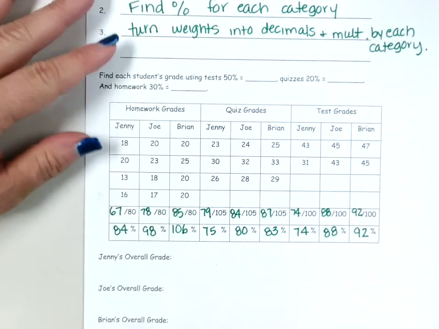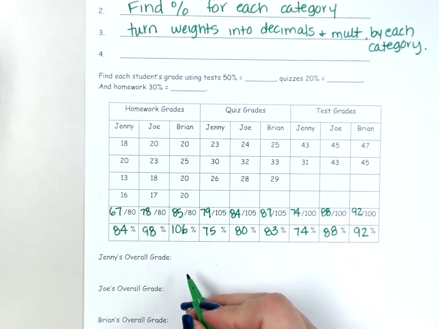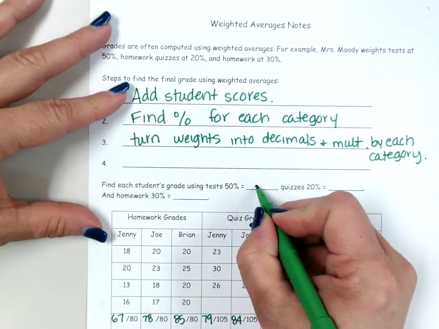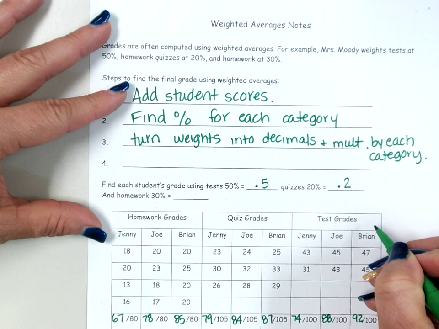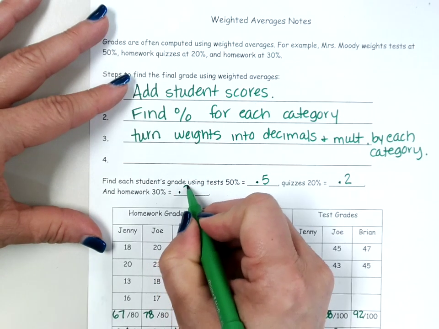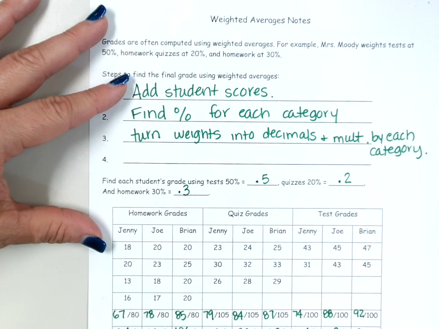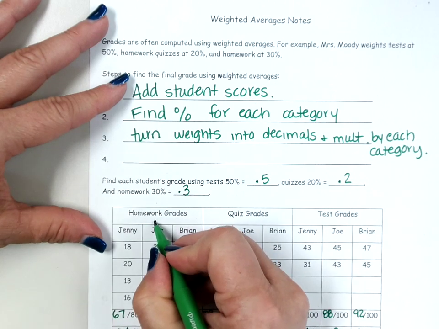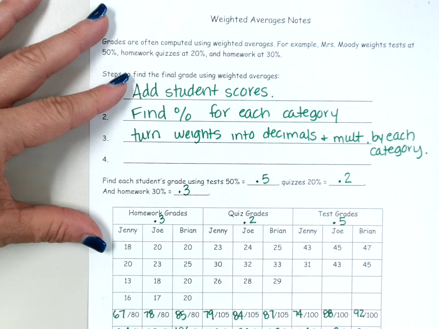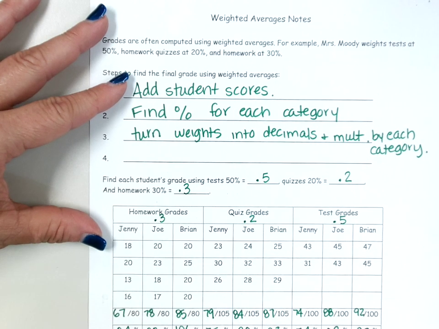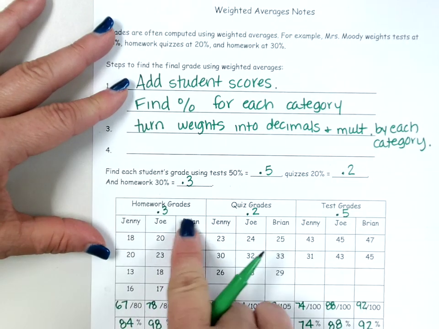Okay, so my weights are, my first one is tests, which are 50%, so 0.5. Quizzes are 20%, so 0.2. And homework is 30%, so 0.3. So this one, right, homework 0.3. Quizzes 0.2, test 0.5. So for each one of these, we're going to multiply the percent times the weighted decimal.